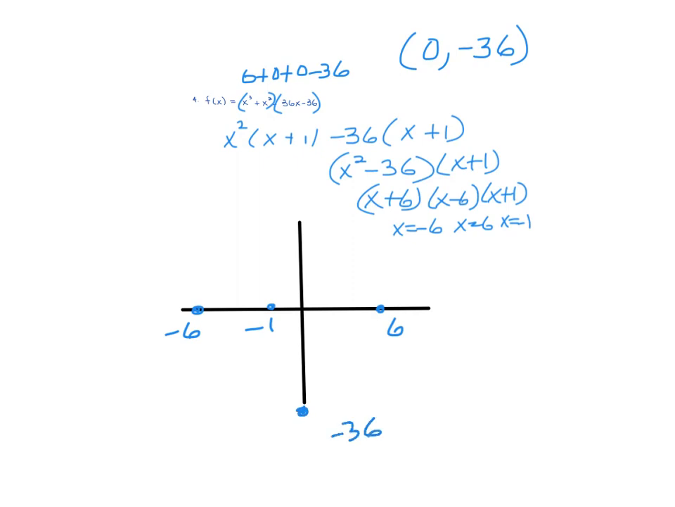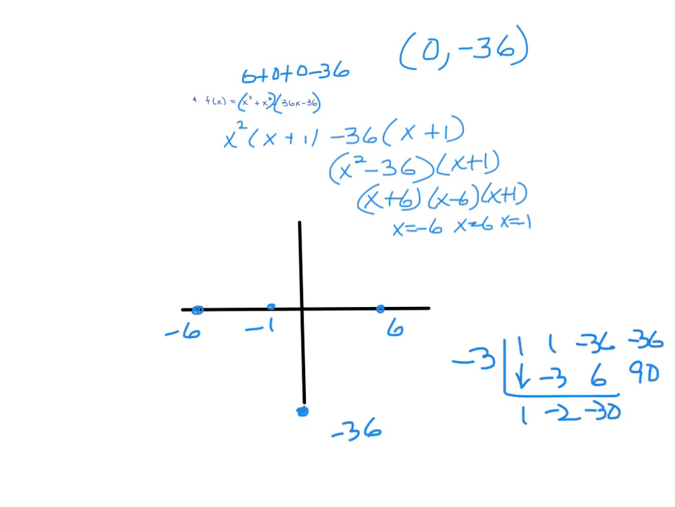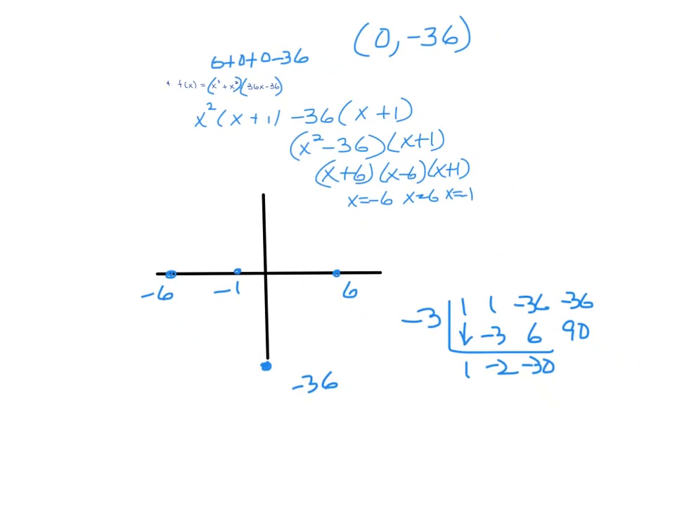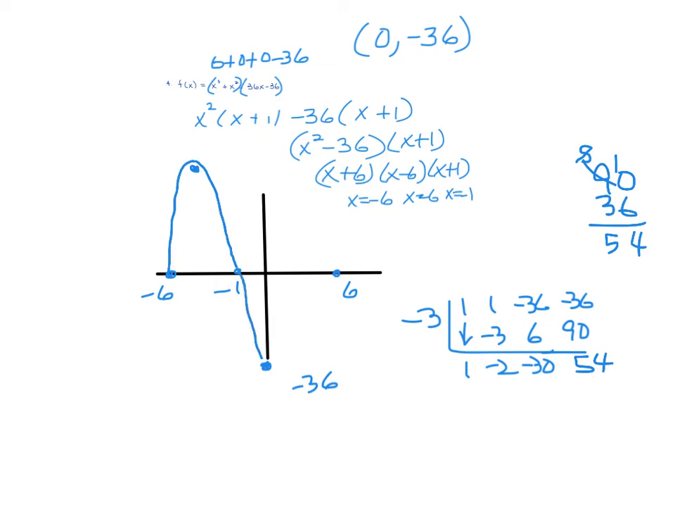Again, you need to find additional points. I'm going to plug in negative 3: 1, 1, negative 36, negative 36, bring down, multiply, 6, negative 30, positive 90, and I get 90 minus 36, 54. So an additional point here will be -3, positive 54. So it'll come up, down. I'm going to use my y-intercept, and again, up to here.